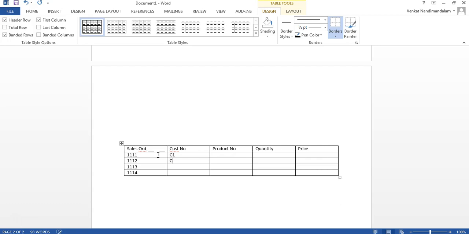and my customer numbers are C1, C2, C3, then C2. Product numbers are P1, P2, P2, P3. I've sold quantity 100 here, quantity 80, quantity 70, and then quantity 30. Then price is 3,500, and then 2.5k, 1,700k, 1,250k. So let's say this is my sales table that I have in the database.